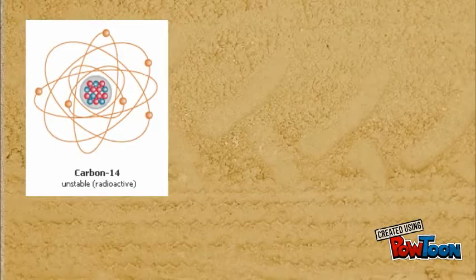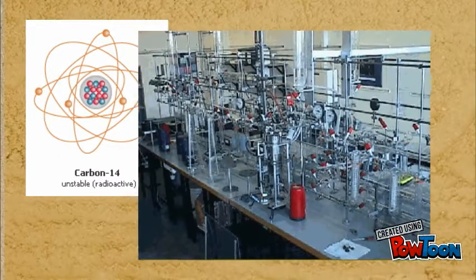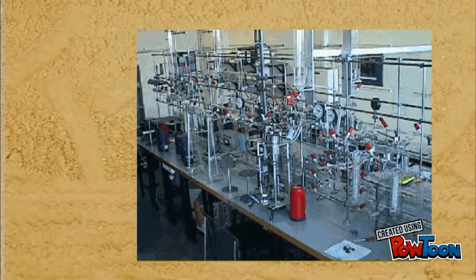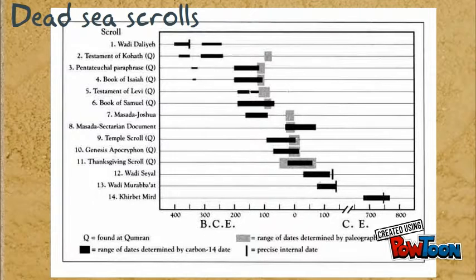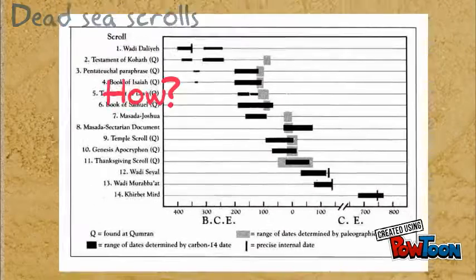A far more precise dating technique, or absolute dating technique, is carbon-14 dating. This method revolutionized archaeology because now we could date something to a pretty precise age within a certain margin of error, often given in plus or minus so many years. But how does this dating technique actually work?